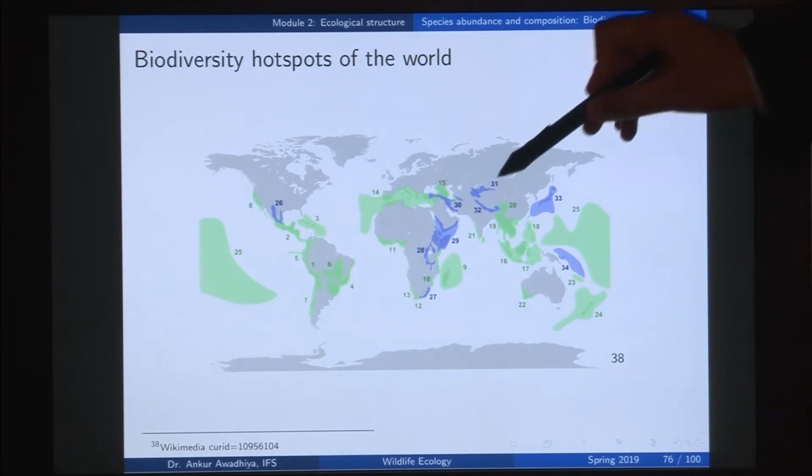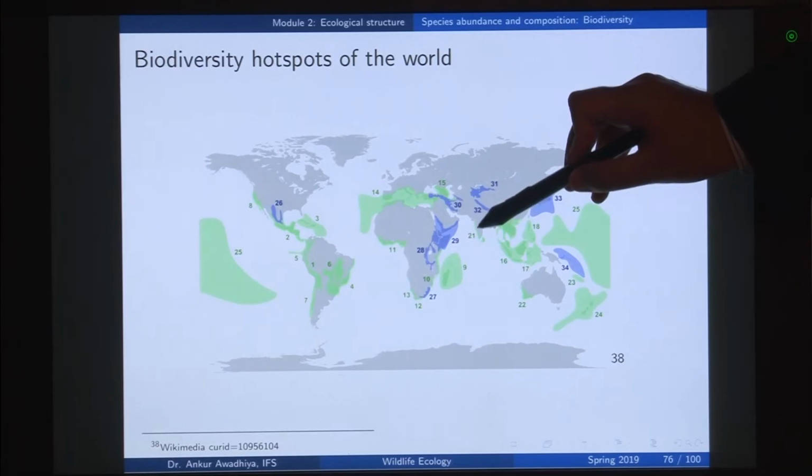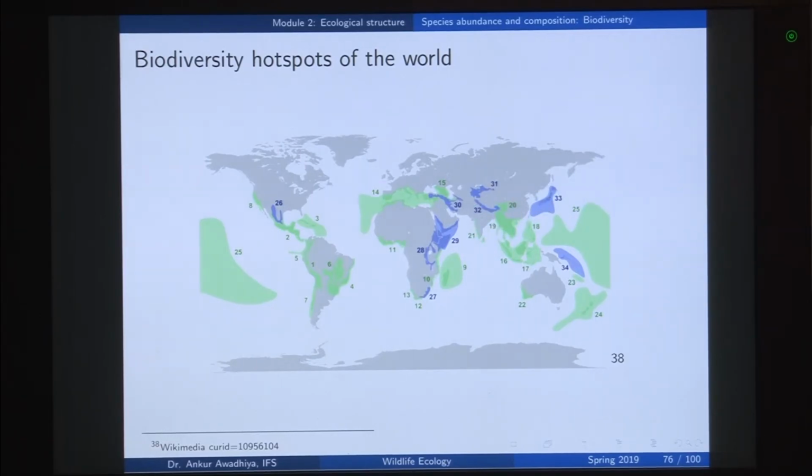For instance, in the case of India, if you look at the Western Ghats, the Western Ghats are a biodiversity hotspot. Why? Because they have a very large number of species. These species are not found anywhere else. For instance, some frog species that have been discovered in the Silent Valley National Park of Kerala are not found anywhere else in the world.